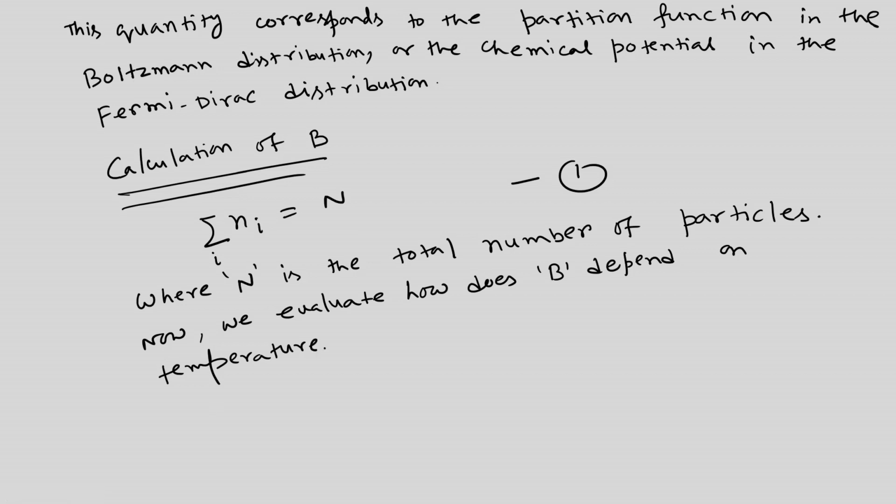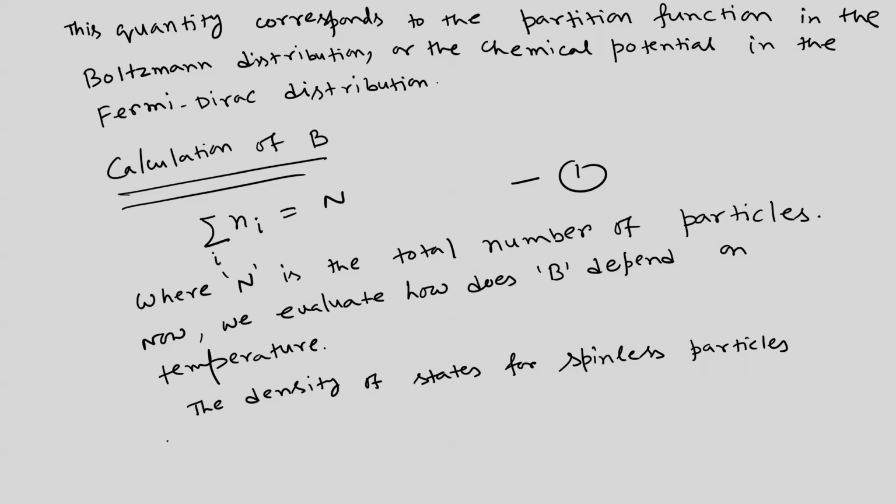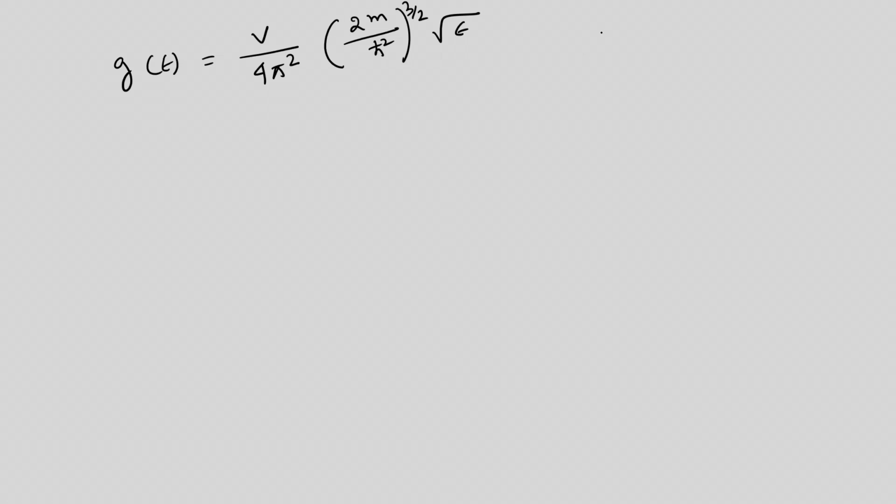Okay, so as we used before, we can consider the density of states for spinless particles moving in a box of volume V. We can represent it like G epsilon is V by 4 pi square times twice m by h cross square whole to the 3 by 2 times root over epsilon. Suppose this is our equation 2.